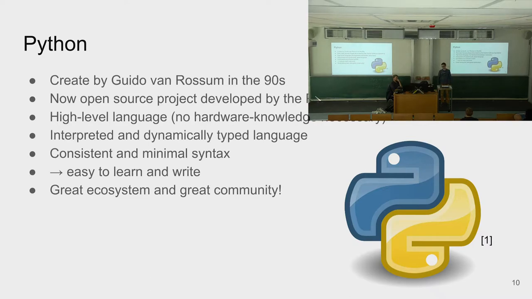It's interpreted and dynamically typed. This is maybe interesting from a programming language theory point of view, but for us it just means that we can focus more on the science and not so much on the code. It has a very consistent and minimal syntax, so it's easy to learn and to write, and most importantly, it also has a great community and a great ecosystem.